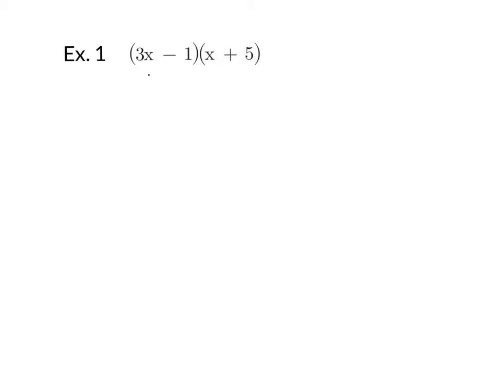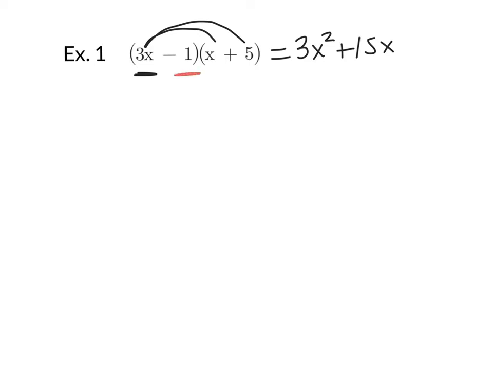So let's go ahead and start with this 3x, and we're going to distribute and multiply it by both terms of the second binomial. So 3x times x gives us 3x squared, and then 3x times positive 5 would give us positive 15x. So now that we are done distributing the first term, let's move on to the second term, and we will distribute it. We'll multiply it by both terms in the second binomial.